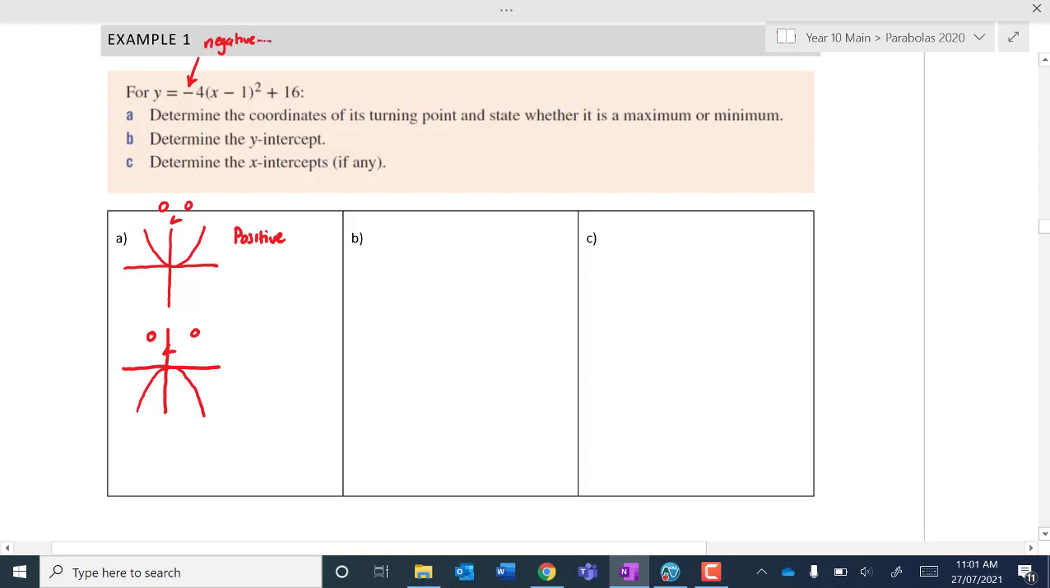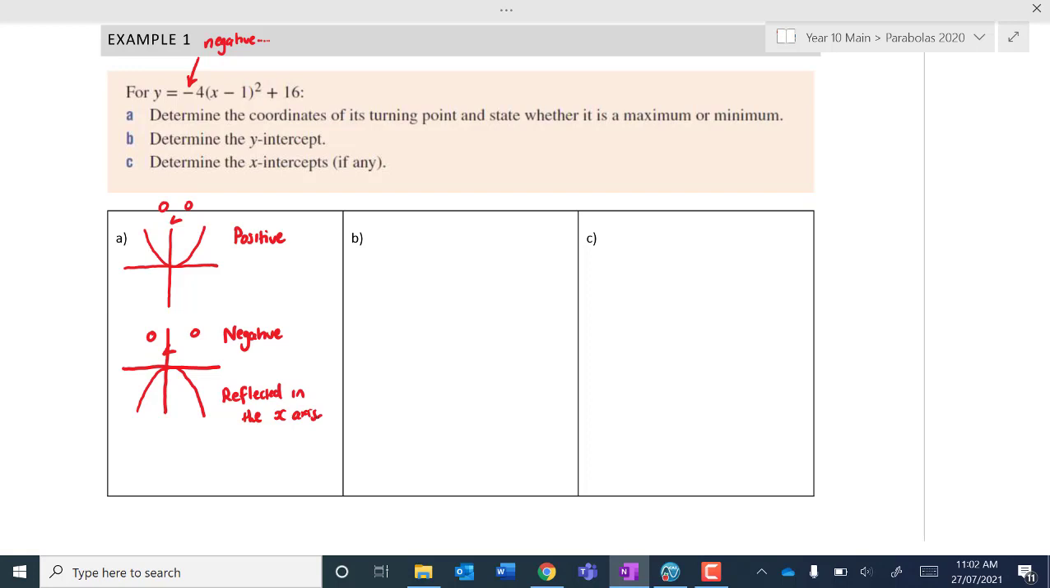Actually, in terms of the maths jargon, it's basically reflected. This is reflected in the x-axis. Treat the x-axis like a mirror, and it's reflected. That's what this negative is going to do. Now it says here, determine the coordinates of the turning point and state whether it's a minimum or a maximum.